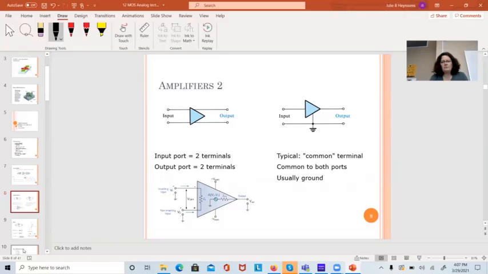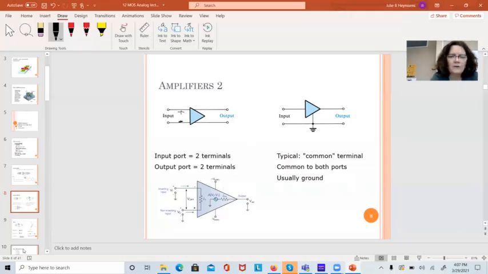Now, there's more than two kinds. There's three kinds on this slide. There's two basic ways I can put the input in. The first, the input could be the difference of a signal.